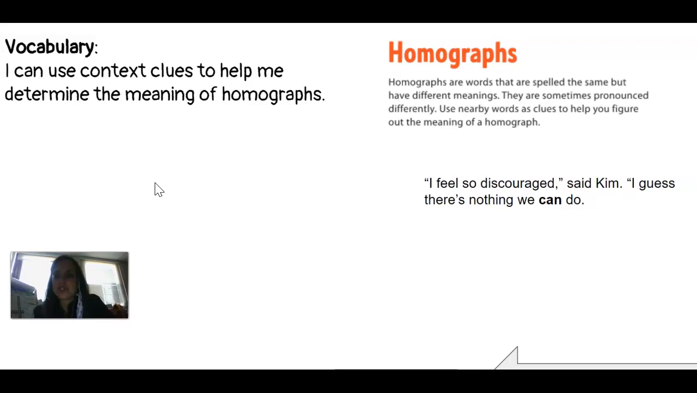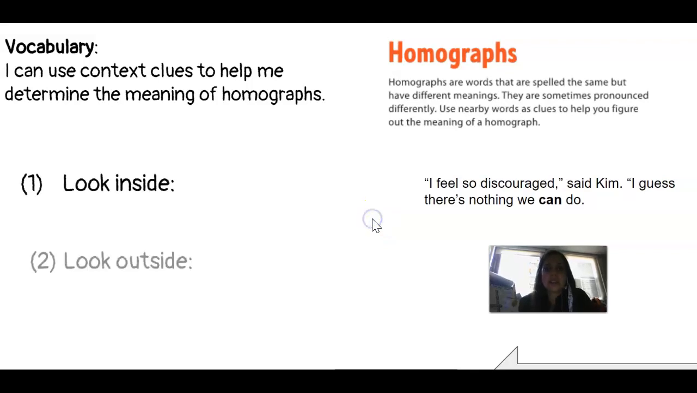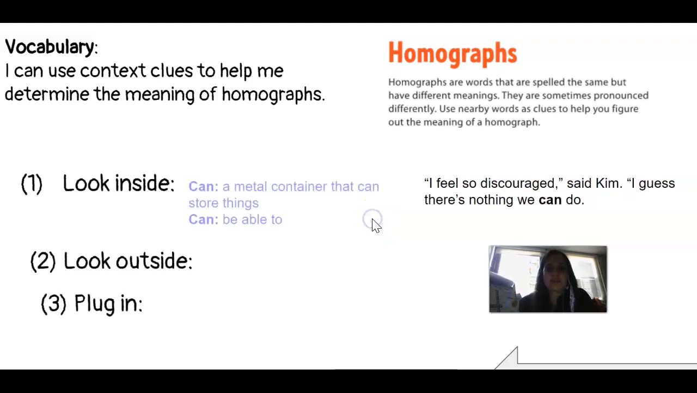"I feel so discouraged," said Kim. "I guess there's nothing we can do." So in bold, that is a homograph that is spelled the same as another word that has a different meaning. In this case, they sound the same. So we're going to use our strategy that we've been using, and we're going to look inside the word, then we're going to look outside the word, and then we're going to plug in to make it make sense. Look inside, look outside, plug in.